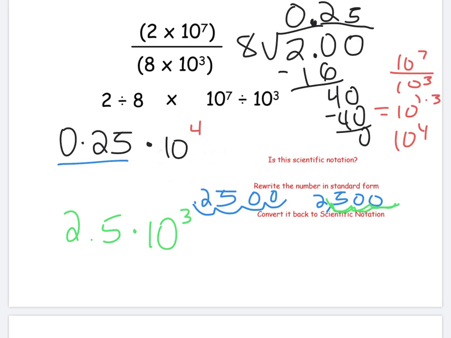Now again, you could have just looked at this and said, okay, I know my decimal went 1 too far. It's out here in the front. In order for it to be between 1 and 10, it's got to be between the 2 and the 5. So I'd have to go 1 back. And if I'm going 1 back, that 4 then would become a 3, which then makes my answer 2.5 times 10 to the third power.